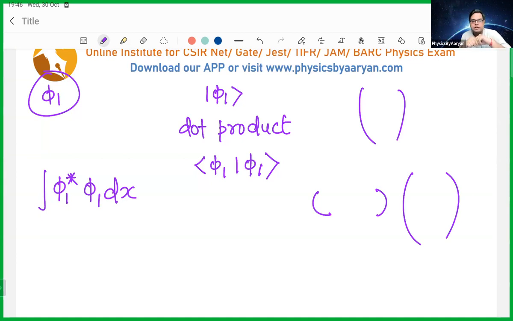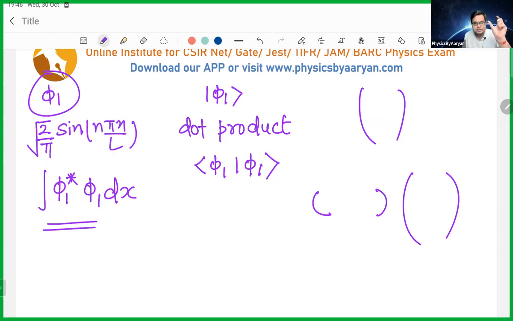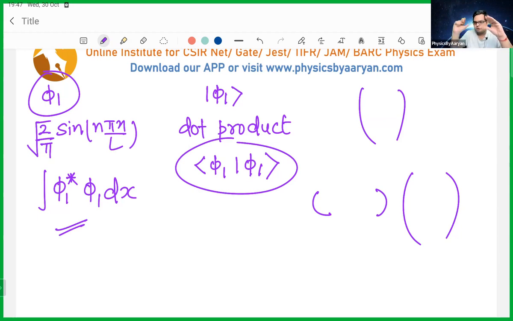If you're using the wave function approach, for example, you have some wave function, root 2 by pi sine n pi x by L. In that case, the inner product is given by this. But if you have a Ket-Bra notation, then this is your notation for an inner product: phi1 phi1. And if you have a matrix approach, then basically you have to multiply one row vector with one column vector. So this is the fundamentals of quantum mechanics.